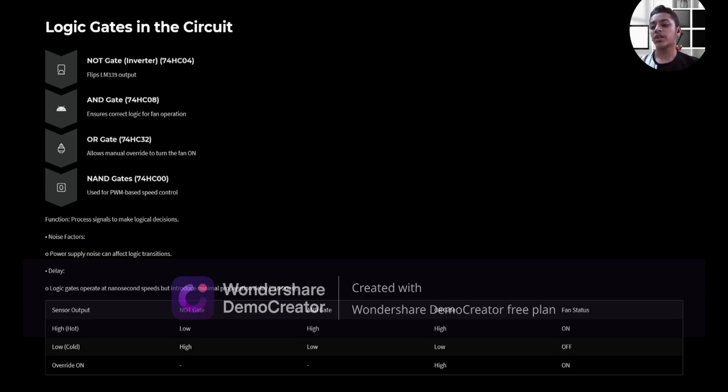Noise factor of logic gates. Power supply noise can affect logic transistors, and for delay, logic gates operate at nanosecond speed but introduce minimal propagation delay. It's 10 to 20 nanoseconds. Now, in the table, you can see the different statuses of logic gates like the NOT gate, AND gate, OR gate, and also see the fan status on or off.